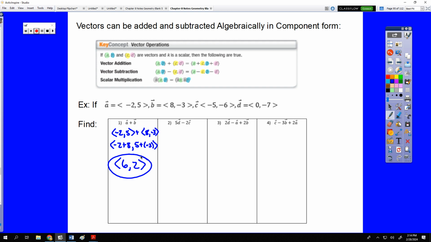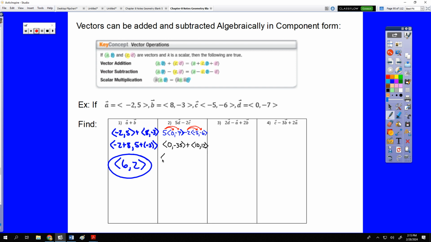Now if we have a scalar multiplication first and then a subtraction, like 5 times vector D minus 2 times vector C, we would write that as 5 times vector D, which is 0, negative 7, minus 2 times vector C, which is negative 5, negative 6. So first, we are going to multiply both of the numbers in the first vector by 5 and both of the numbers in the second vector by negative 2. That would give us 0, negative 35, plus 10, 12. Now you could also write this as minus negative 10, negative 12.